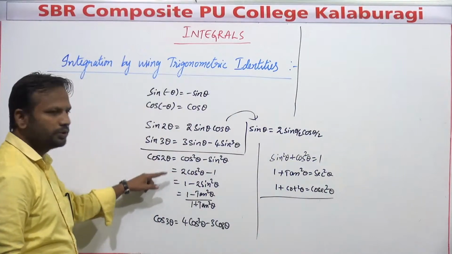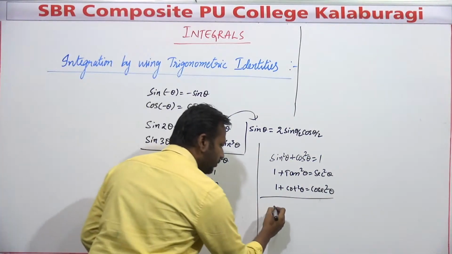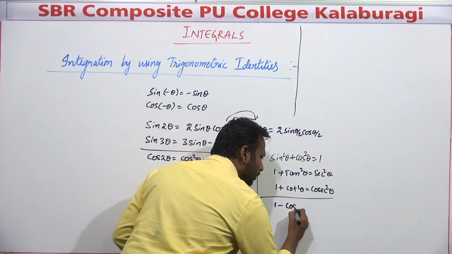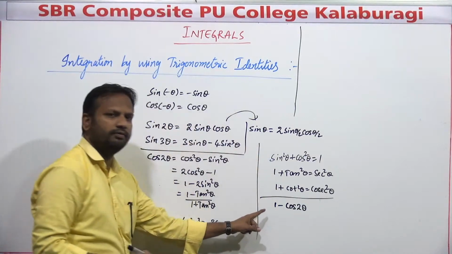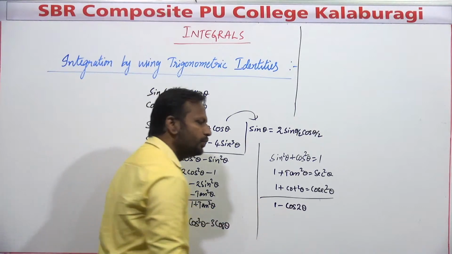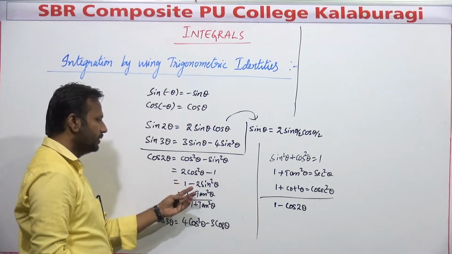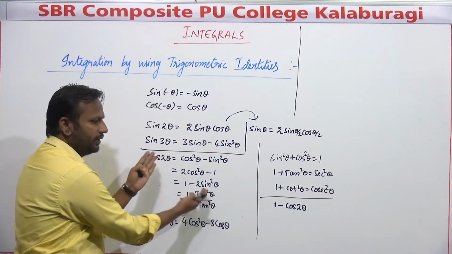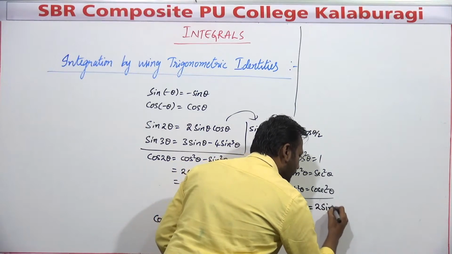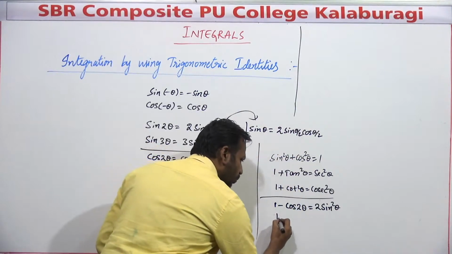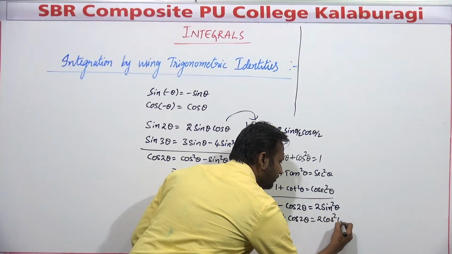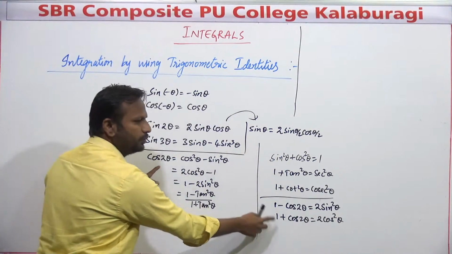With the help of the cos 2 theta formulas, we will have two more formulas like this. These are very important, and many times we use them. What is 1 minus cos 2 theta? Just shift the things here. 1 minus cos 2 theta is 2 sine square theta. Similarly, 1 plus cos 2 theta is 2 cos square theta. With the help of the cos 2 theta formula, we have obtained these two.